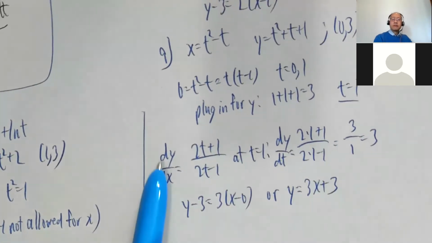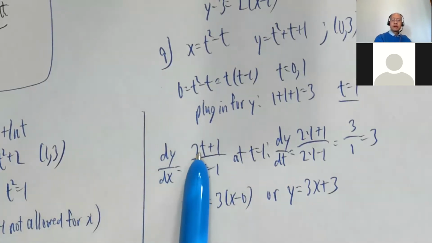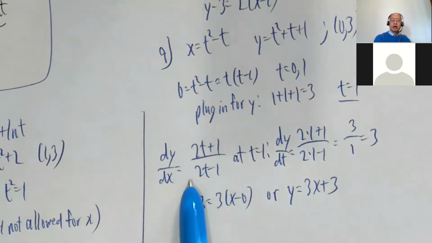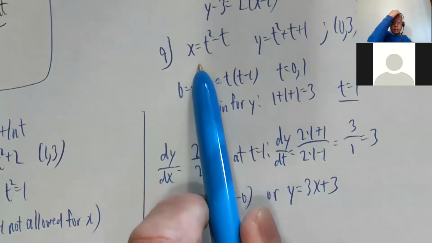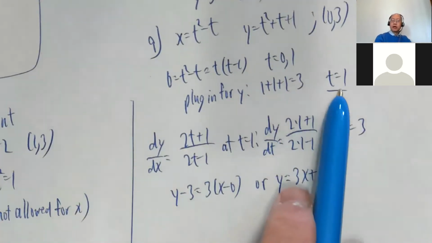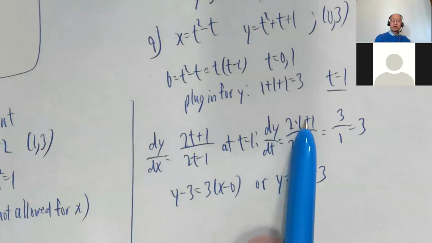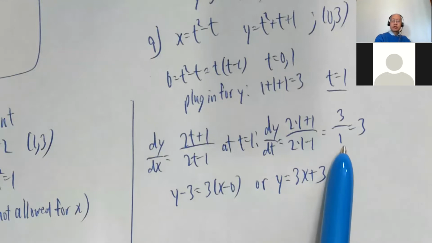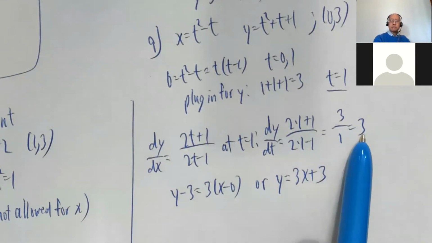All right. So by formula, dy/dx, again, put it on your formula sheet, is dy/dt, 2t plus 1, divided by dx/dt, 2t minus 1. And then I plug in 1. So 2 times 1 plus 1, 3. 2 times 1 minus 1, 1. 3 divided by 1 is 3.